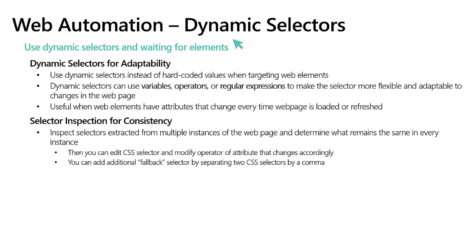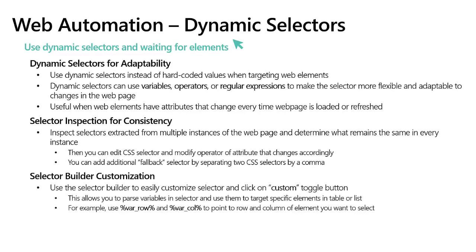So just as you saw Ramsey demonstrate, you can inspect your selectors, extract them from multiple instances of a web page, and determine what remains the same in every instance. Then you can edit the CSS selector and modify the operator of the attribute that changes accordingly. You can also add a fallback selector by separating two CSS selectors with a comma.